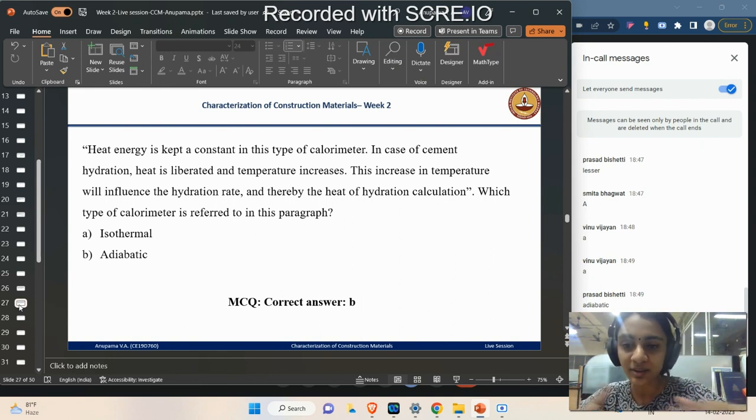Okay, anything with isothermal means that it is kept constant. So, isothermal means temperature is kept constant, and in adiabatic, heat energy is kept constant. So, the correct answer is adiabatic. Okay, let's move to the next one.